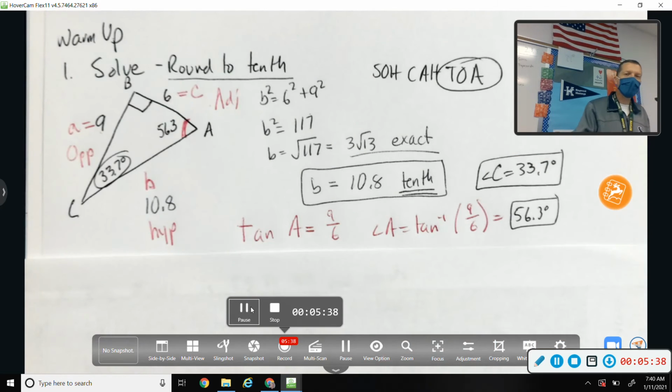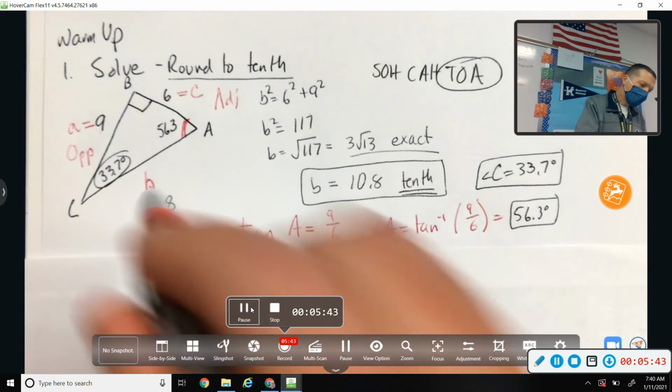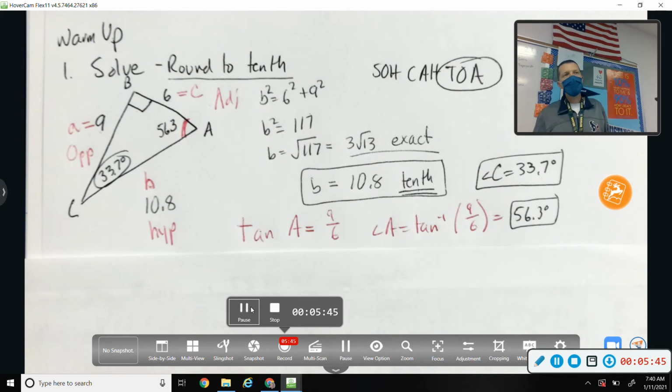And solve the triangle means find everything. So all three angles, all three sides, we're good. Any question on that one?